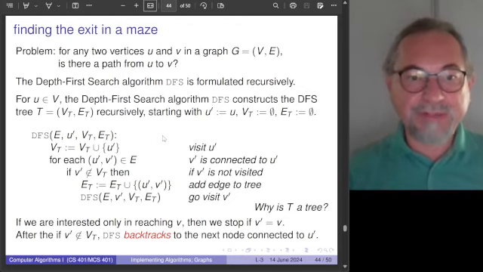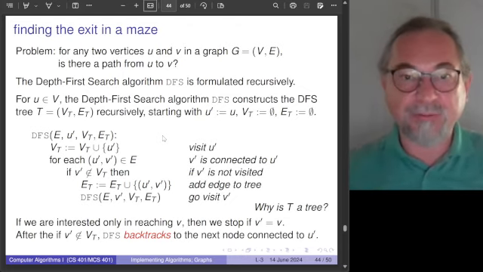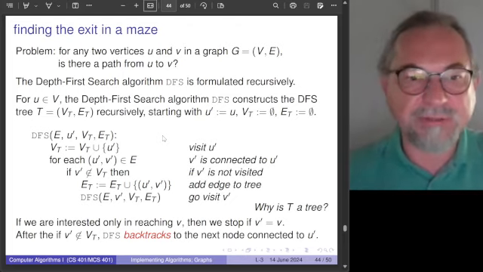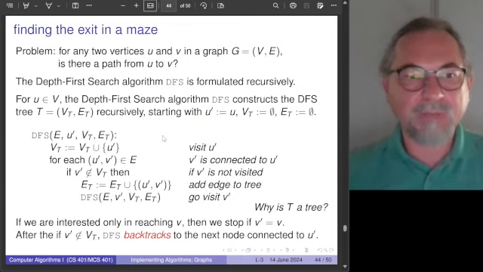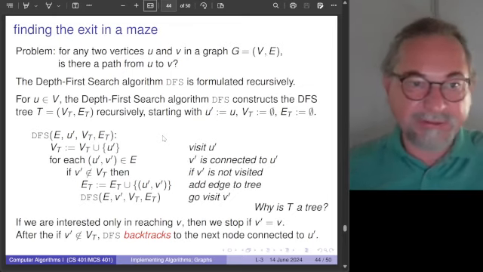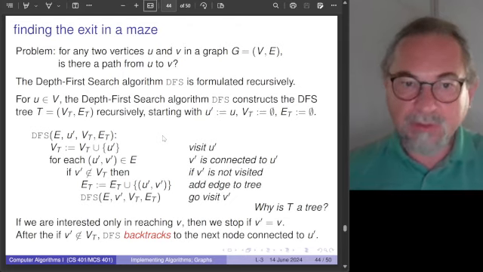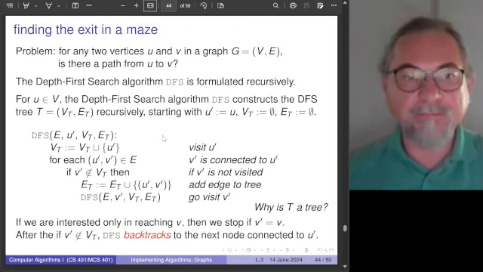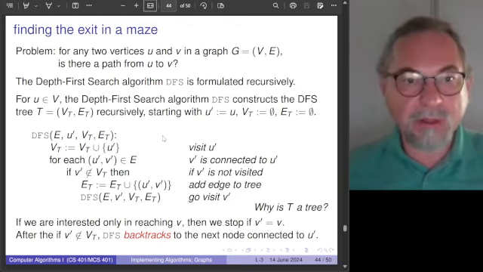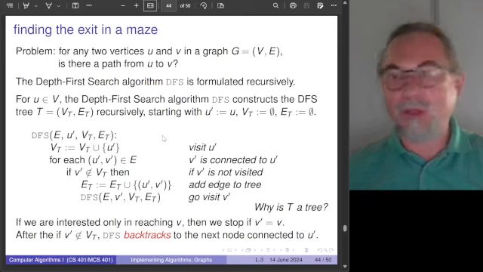So the tree is computed as a vertex set and an edge set. So these are, if you like, the output parameters. So you call this algorithm with zero sets and they are updated. So we start by visiting U prime. So we add it to the vertex set. And then for each neighbor of U prime, when there is an edge U prime, V prime, for some V prime we haven't visited before, then we will add the edge and we will visit V prime.